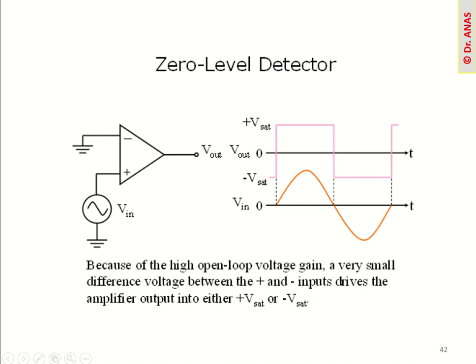Welcome back class. So earlier we learned about the difference amplifier and now we will see some application of the difference amplifier. So the first one is the zero level detector. So we know that the output of the difference amplifier is the difference of the input multiplied with the difference gain, which is R2 over R1. So for example, this is a basic circuit of a zero level detector.